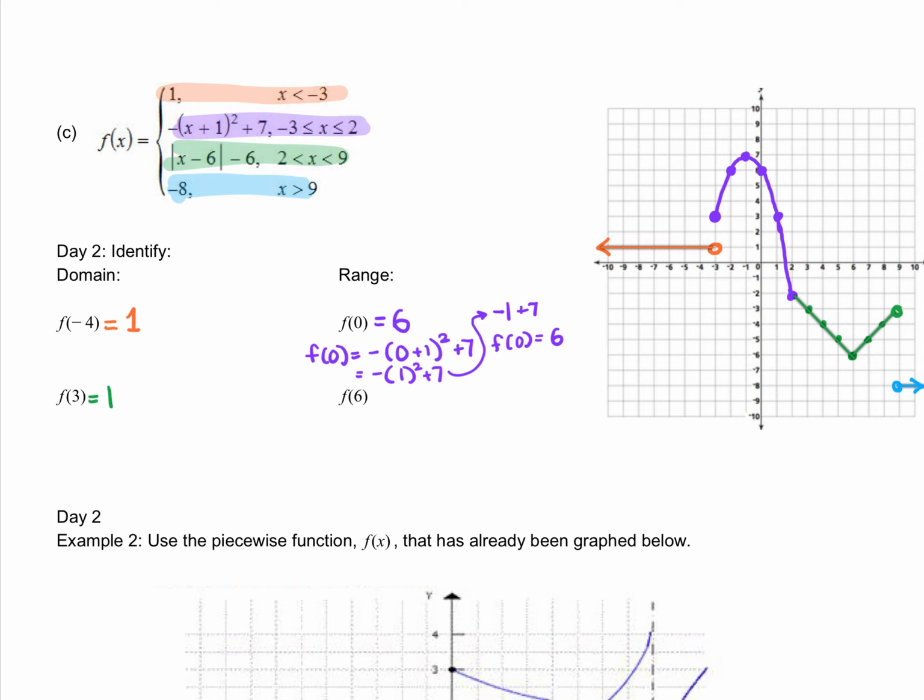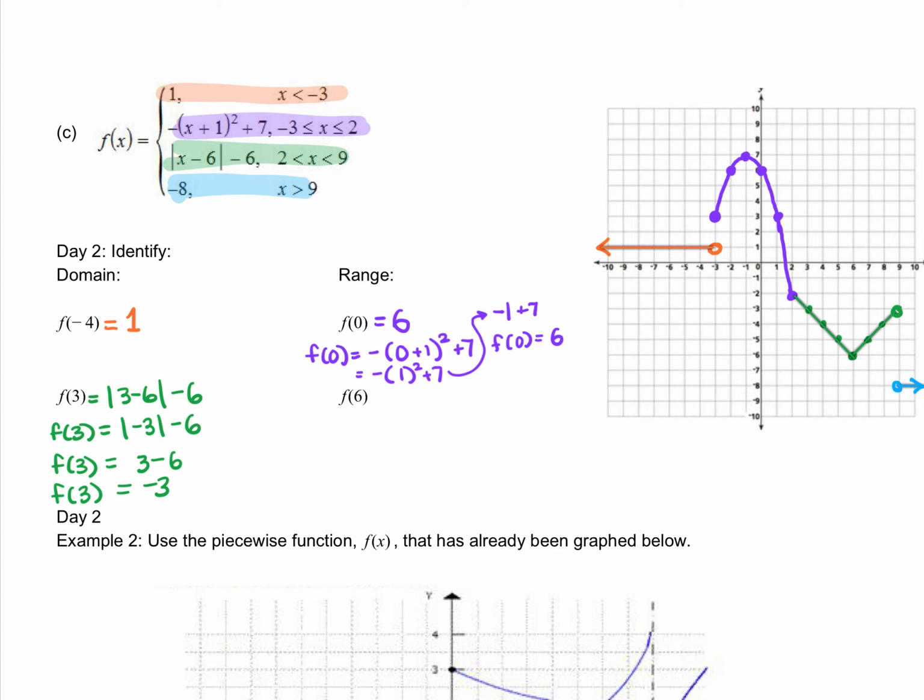So I'll plug in 3, and I have absolute value of 3 minus 6 minus 6. So f of 3 is the absolute value of negative 3 minus 6. The absolute value of negative 3 is 3 minus 6 and that ends up being -3. I can verify that on my graph by looking for when x is 3, what is my output? So if I look through my graph, when x is 3, there's my output at -3.